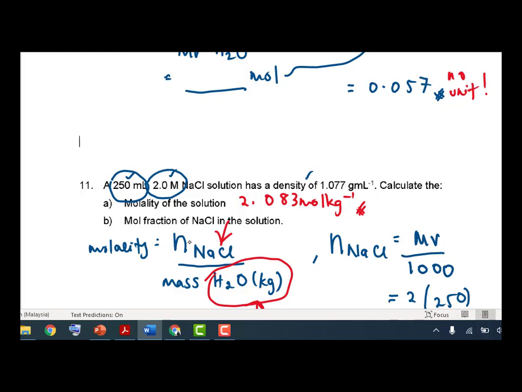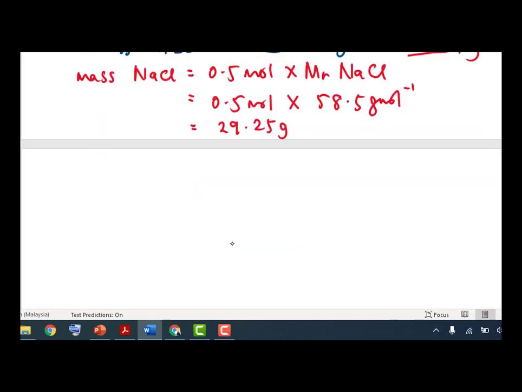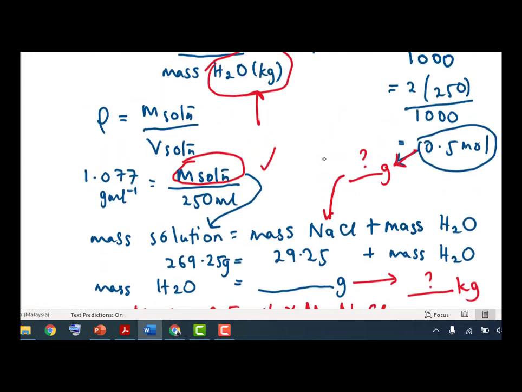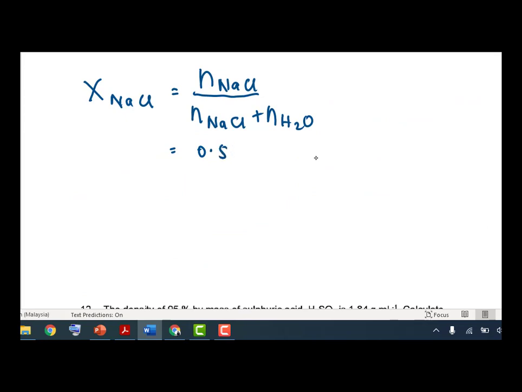How about 11B? 11B is to calculate the mole fraction of NaCl. What is the symbol? It is X. X NaCl equals mole of NaCl divided by mole total, NaCl plus water. What is mole of NaCl just now? Mole of NaCl is 0.5 mole. Insert it here, 0.5 mole divided by 0.5 mole plus mole water.